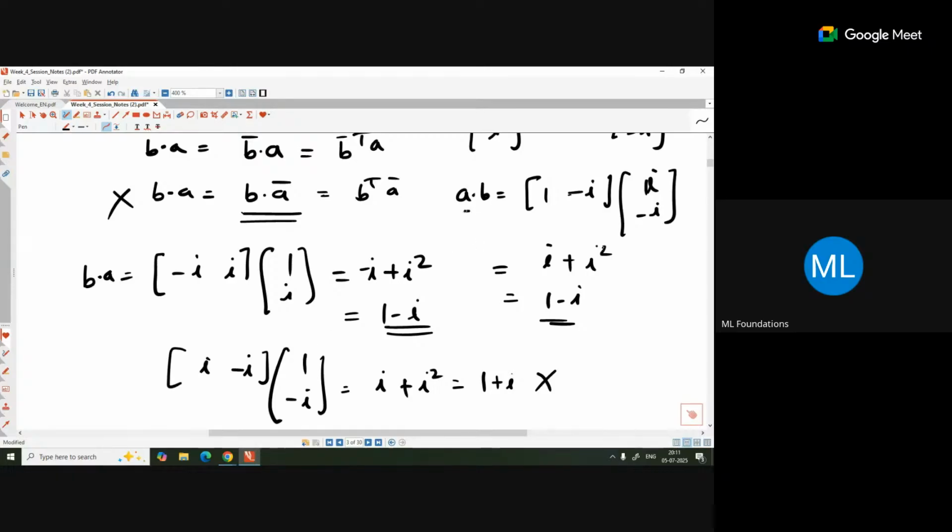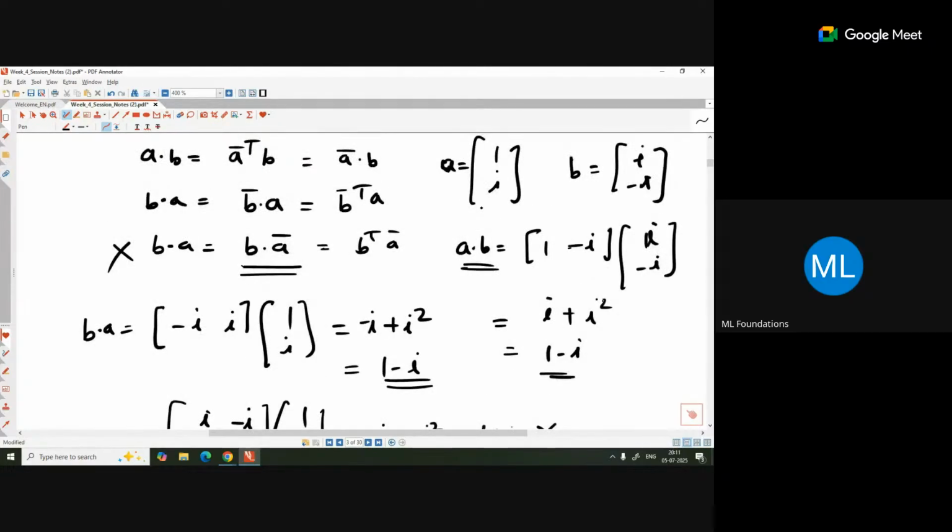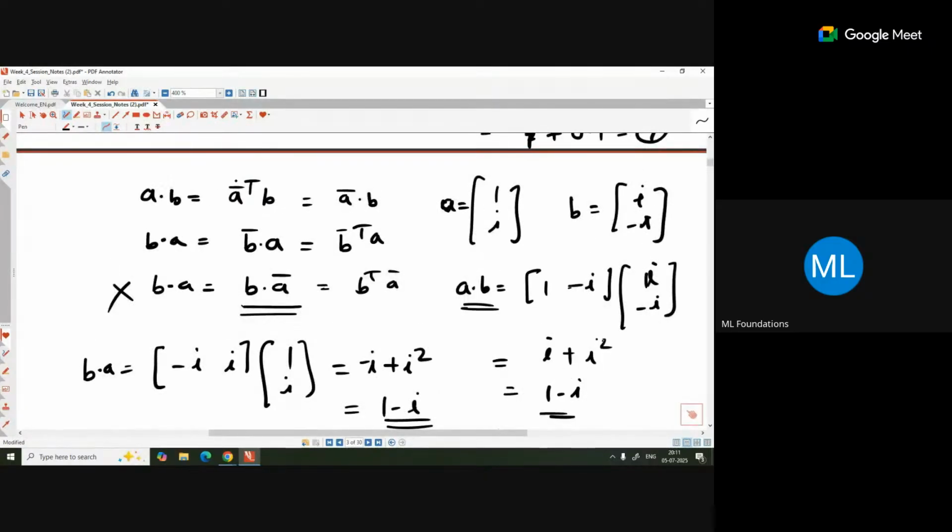So whenever you take a dot product, you take the conjugate of the first vector, right, multiplied with the second vector.